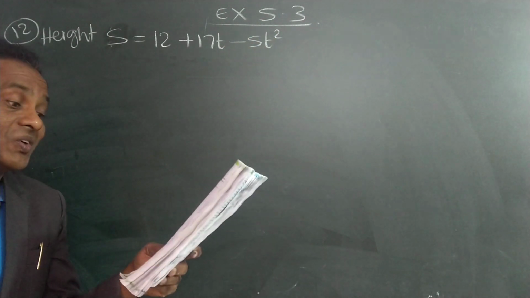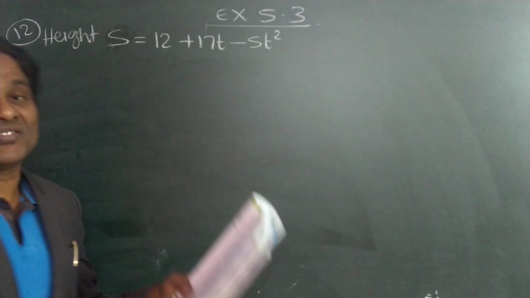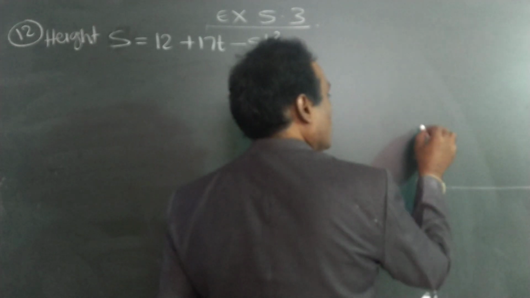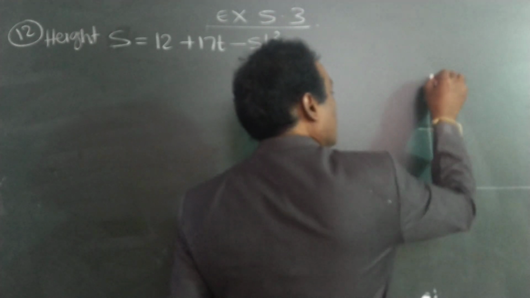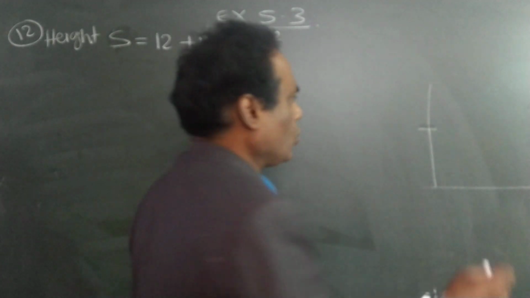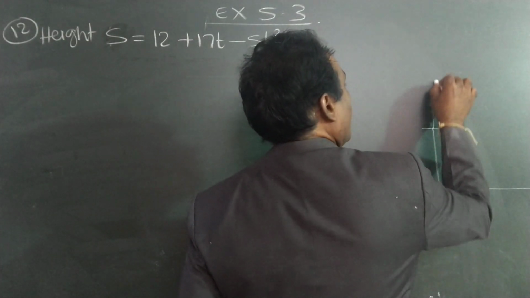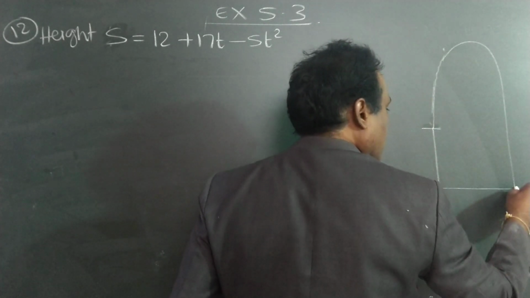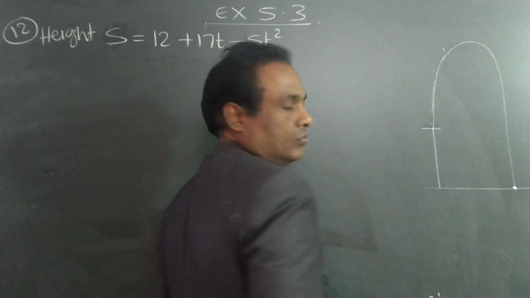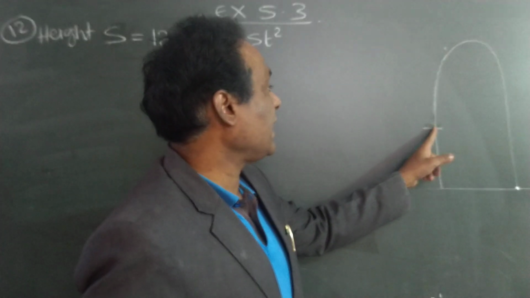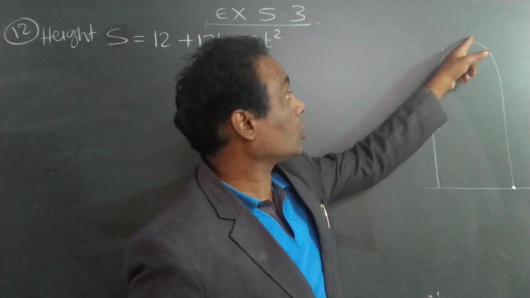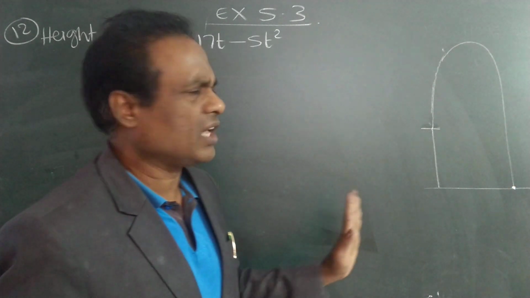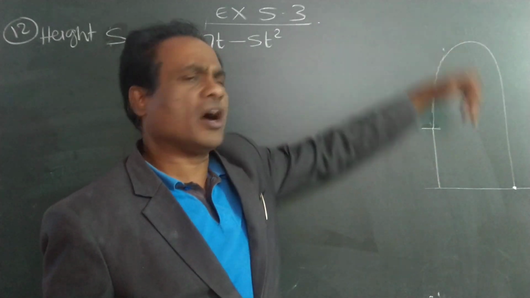Height S is equal to 12 plus 17t minus 5t square. See here, this is the ground, and this is the building. From the top of the building a stone is thrown. An object is thrown, it will go up and after reaching some point it will come down. It will fall here on the ground. So from here an object is thrown upwards, it will go to the top and come down and reach the ground. This is the path of the object.